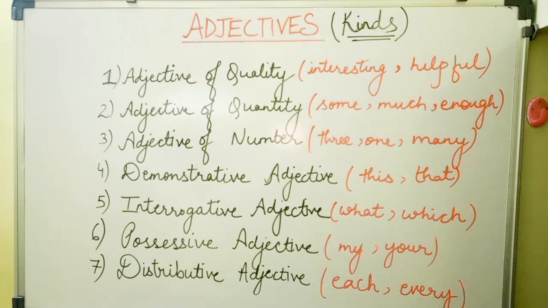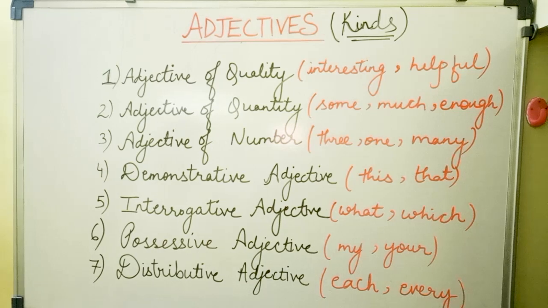Possessive adjective shows possession or belonging, like my, your, her, etc. Then the last kind of adjective that we learn is distributive adjective. Now what are distributive adjectives? A distributive adjective is an adjective which refers to each one. Each one means each one of a number.